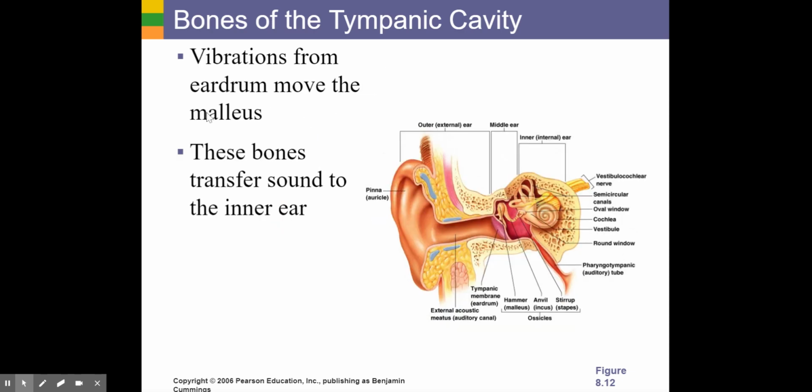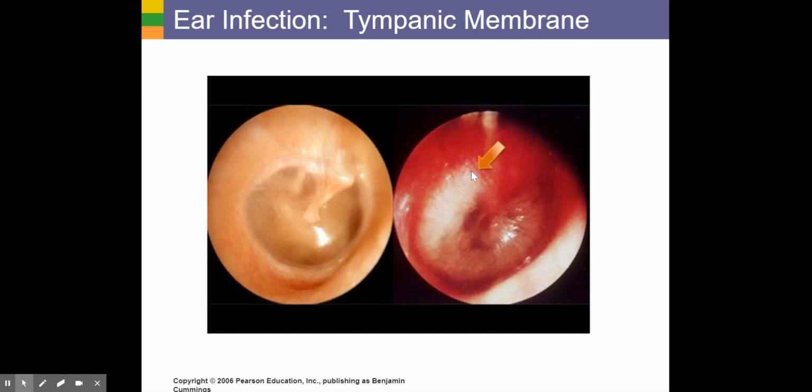The way these bones work is they vibrate because of the movement of the eardrum. As sound passes into the ear, it causes the eardrum to vibrate, which in turn causes these bones to vibrate. So they transfer the sound from the tympanic membrane to the inner ear. People who are deaf because of genetic issues are often missing these bones, or missing one of them.